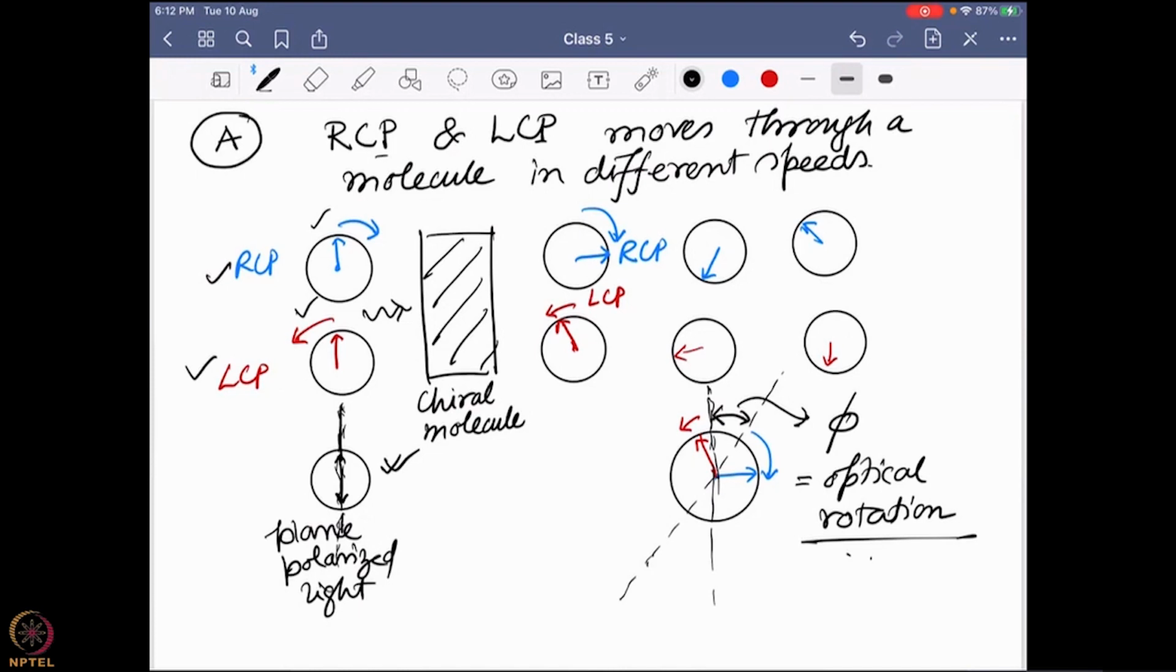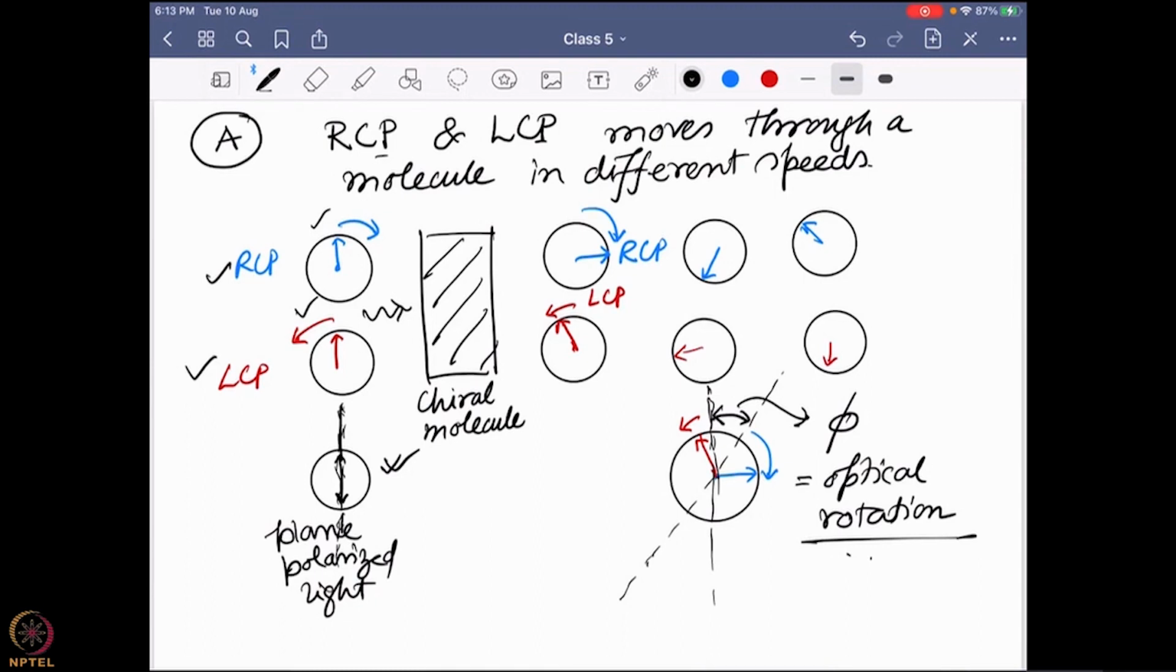Now, before we go, yes, any question? Alicia, I have a question. Yes. Did you want to say that one of the specific isomers, like the R or S isomer, reacts with LCP or rotates it, and another isomer reacts and rotates the RCP? Yes, exactly. Yes, that is a good point, and that is actually true.